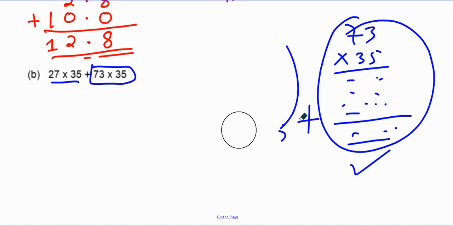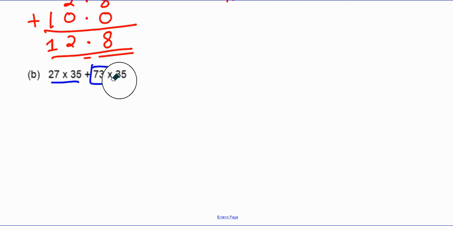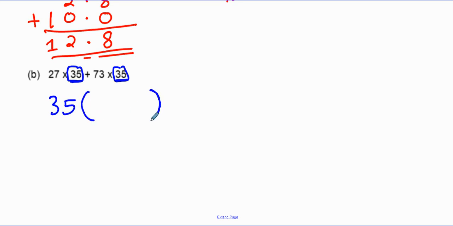But this is an exam. We are trying to check how to save time. Now, how do we save time when we are doing an exam? Can you notice that the number 35 has been repeated? So this number which has been repeated, take it outside, then create brackets. Now inside the brackets will be recorded 27, will be recorded addition, and will be recorded 73. Can you see that?